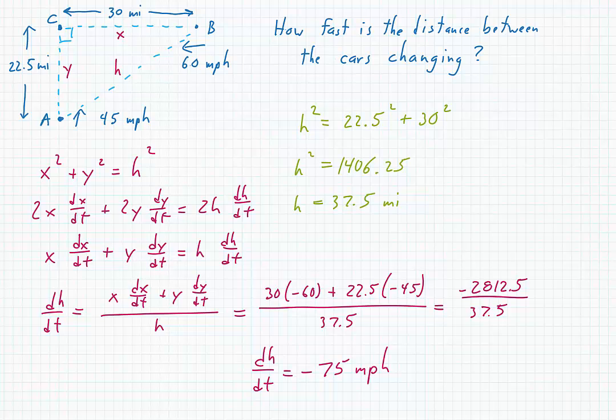We already know that x and y are decreasing, so the whole triangle is getting smaller, so h will decrease as well. And they are approaching each other at a speed of 75 miles per hour. Now, they're not driving directly at each other, but that is the rate at which the distance between them is changing.